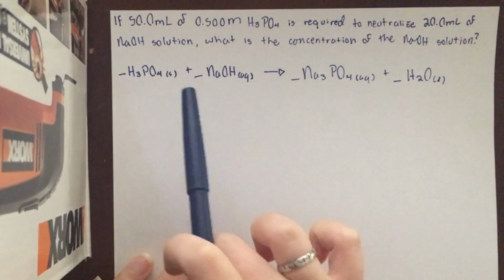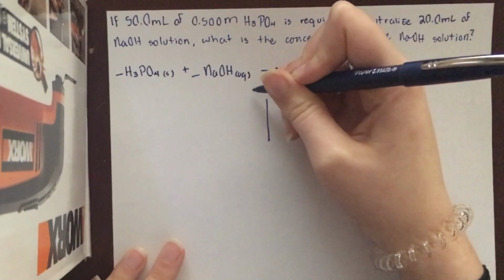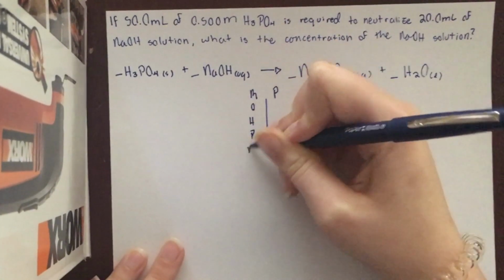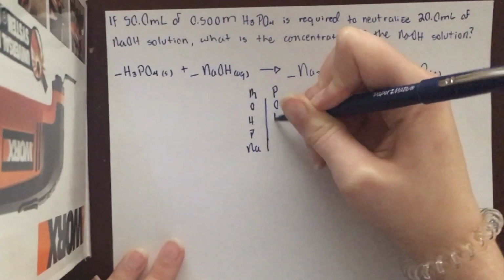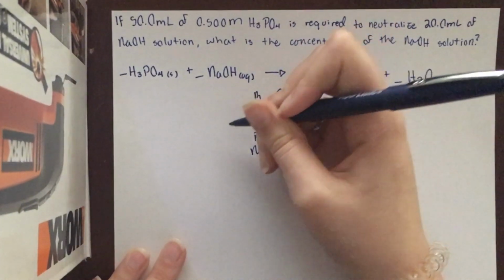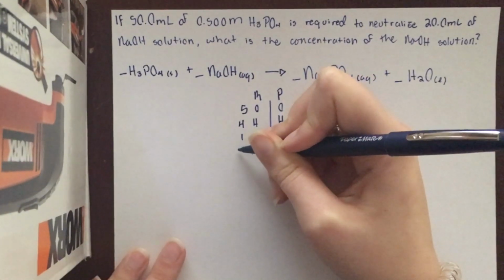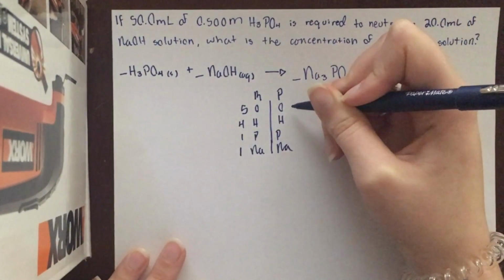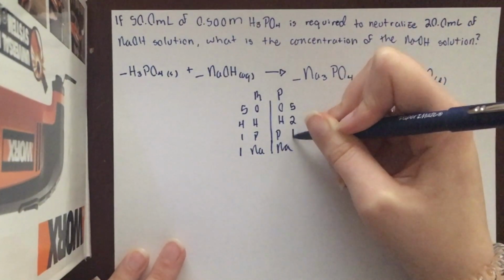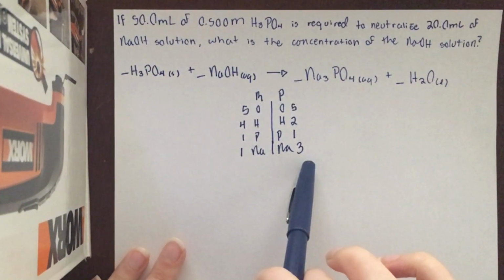And we immediately notice that our sodiums are in balance. Just to compare our reactants and our products, we're going to write out the elements that we have on each side. Based on the formula, we know we have 5 oxygen, 4 hydrogen, 1 phosphorus, and 1 sodium. And on the product side, we have 5 oxygen, 2 hydrogen, 1 phosphorus, and 3 sodium. So immediately we notice that our hydrogen and our sodium are out of balance.